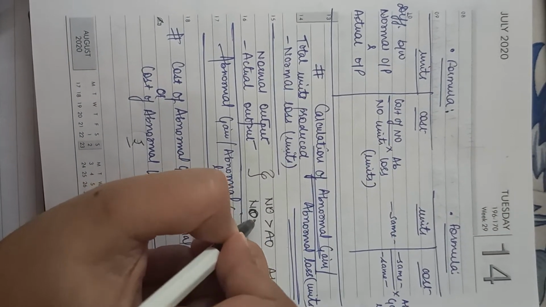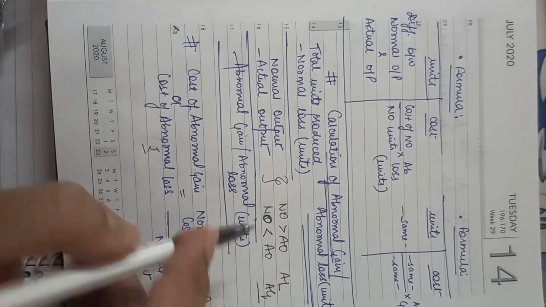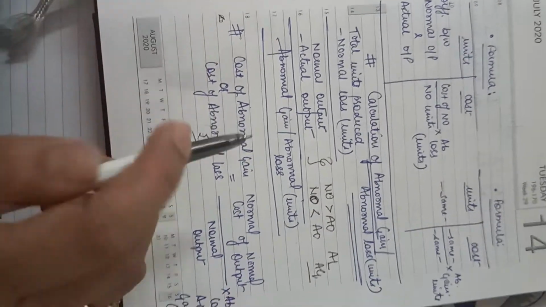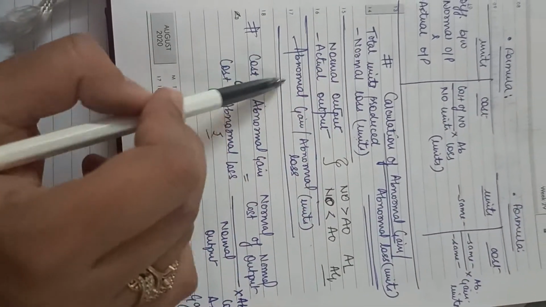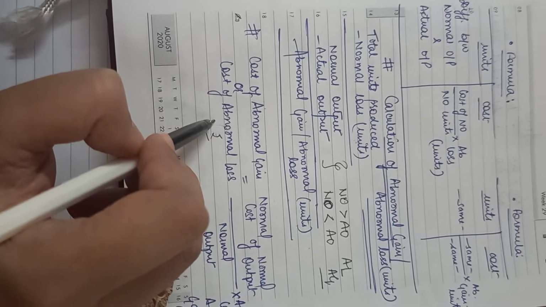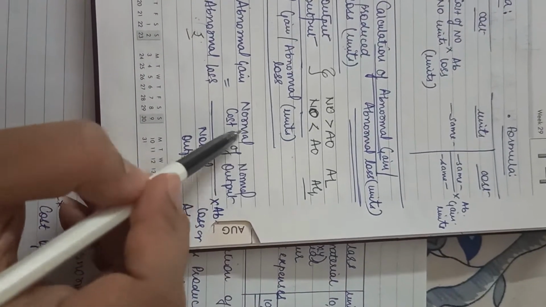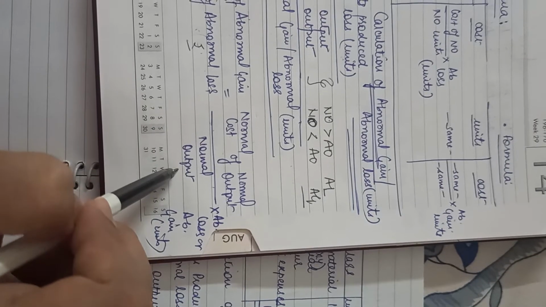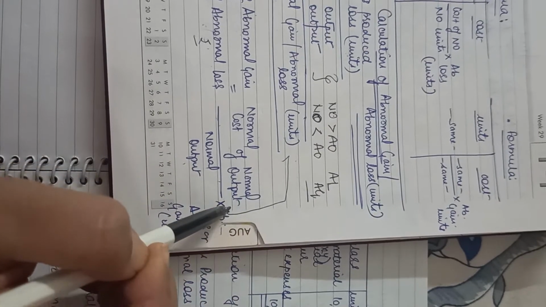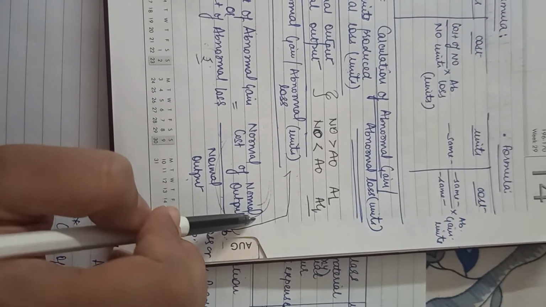If normal output is less than the actual output, then it is a case of abnormal gain. So from here you will come to know which case it is. Now, this was the process to calculate abnormal gain or abnormal loss units. Now how to calculate in terms of rupees, meaning the cost of abnormal gain or cost of abnormal loss. Normal cost of normal output divided by normal output, multiplied by abnormal loss or abnormal gain units, which you have calculated from here. Now how to calculate this numerator, normal cost of normal output?